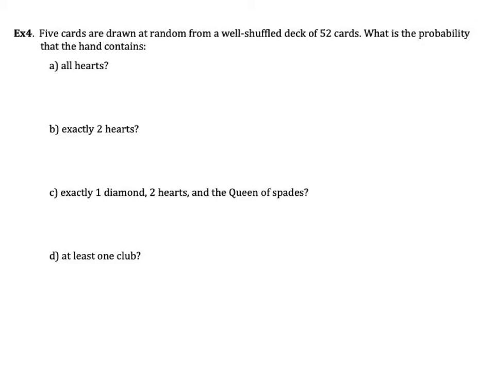Okay, example 4 is very similar to example 3. It says 5 cards are drawn at random from a well-shuffled deck of 52 cards. What is the probability that the hand contains all hearts? Well, the order in which you select these cards does not matter. So you have combinations, you have the nCr, it's a probability, so you have a numerator, you have a denominator. So go ahead and pause and try this on your own, and then you can check back with me for answers, or you can check the answer key.